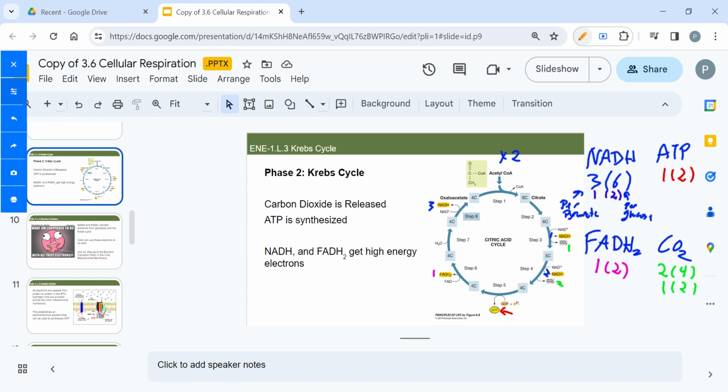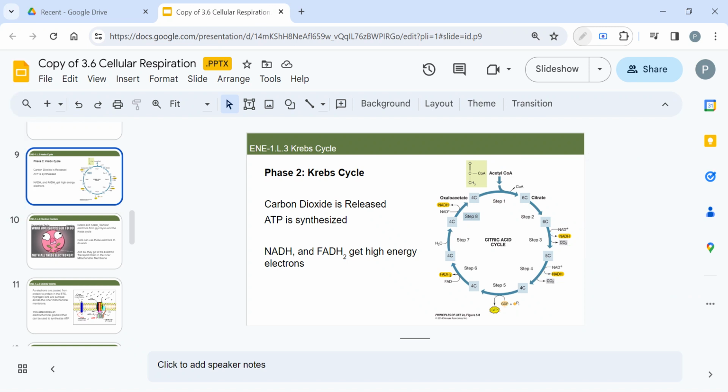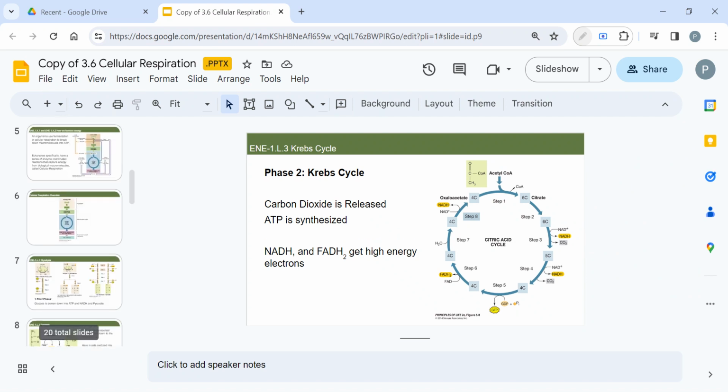All right, so why am I bringing this up? I'm bringing this up because we need to account for everything we've made so far. So in total, per glucose, I've made 8 NADHs, I've made 2 FADH2s, I've made 6 carbon dioxides, and I made 2 ATPs. So I'm going to go backwards to the chart, and let's see if we can keep track of everybody.